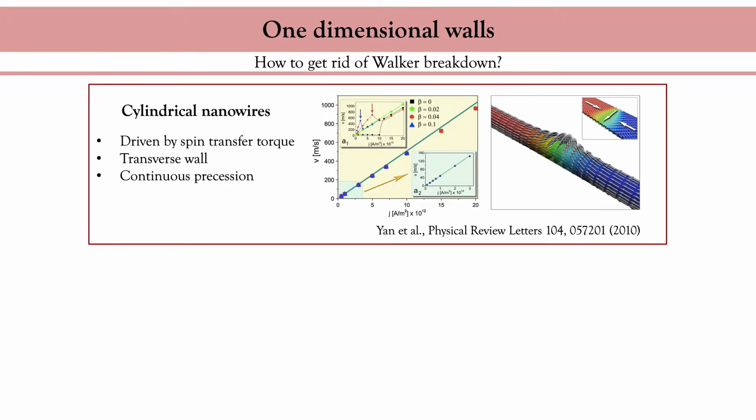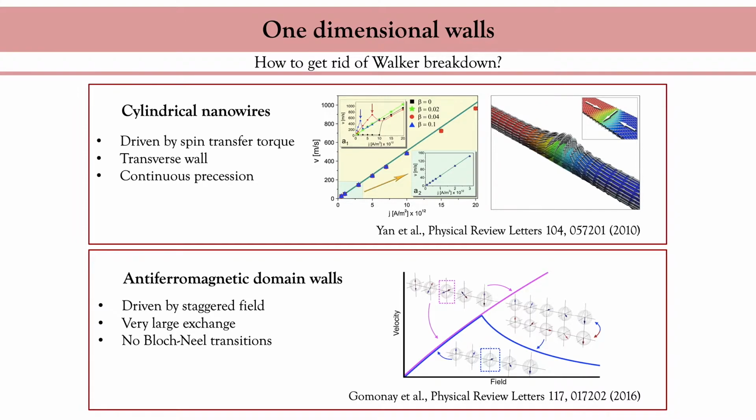Alternatively, Hélène Gomonay has proposed to use an antiferromagnetic domain wall. Now, the drive is a staggered magnetic field, namely a magnetic field that changes direction on the two antiferromagnetic sublattices. This peculiar form of the torque exists in certain classes of antiferromagnets, as we will see in a future lecture. In this particular case, the very large antiferromagnetic exchange dominates the dynamics and no dipolar interaction exists. Therefore, no Bloch-to-Néel transformations occur and the Walker breakdown is completely removed.